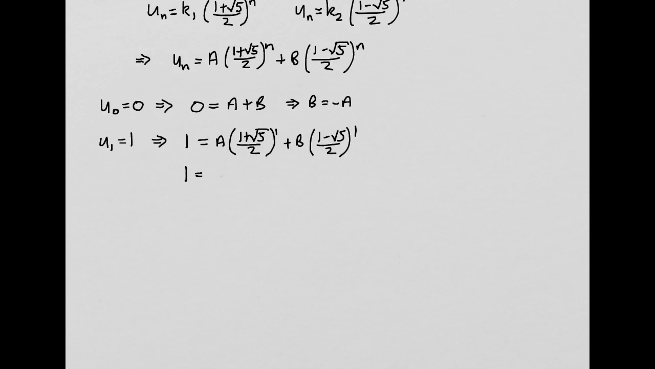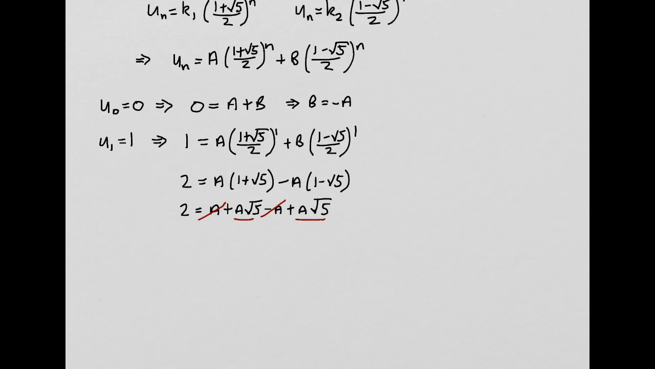I've also noticed that I could multiply everything through by 2. So I'd have 2 is equal to a times (1 plus the square root of 5). That b becomes minus a, and I'd have (1 minus the square root of 5), and I've multiplied everything through by 2, obviously. So, multiplying the brackets, I get a plus a root 5, minus a plus a root 5. And what you might notice here is the a and the minus a cancel out, and I've got 2 a root 5 terms.